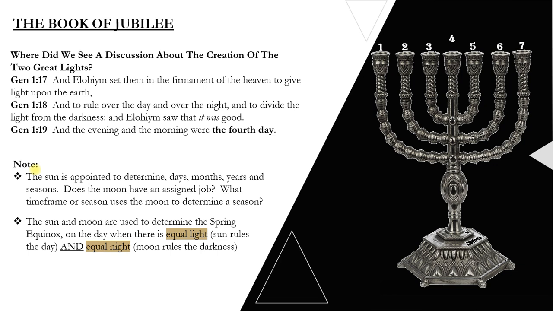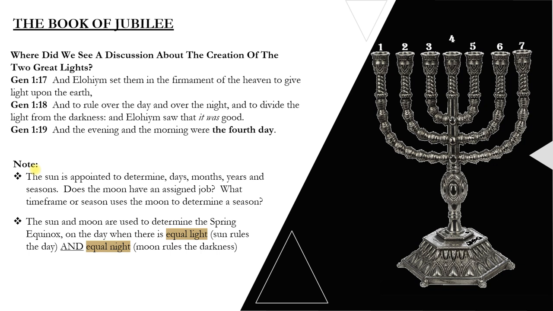On that day, we have a time of equal light where the sun rules and equal night where the moon rules. The equinox is determined by the equal time. Is the time equal to the last second? No, it's not. It may be 12 hours and 1 minute and 11 hours and 59 seconds or something like that. It's off by a negligible amount. So it's called equal day and equal night.